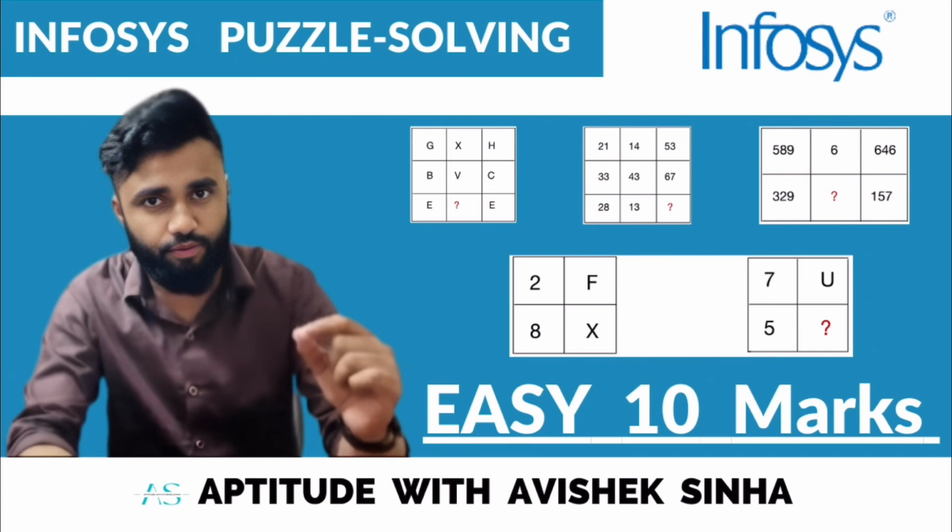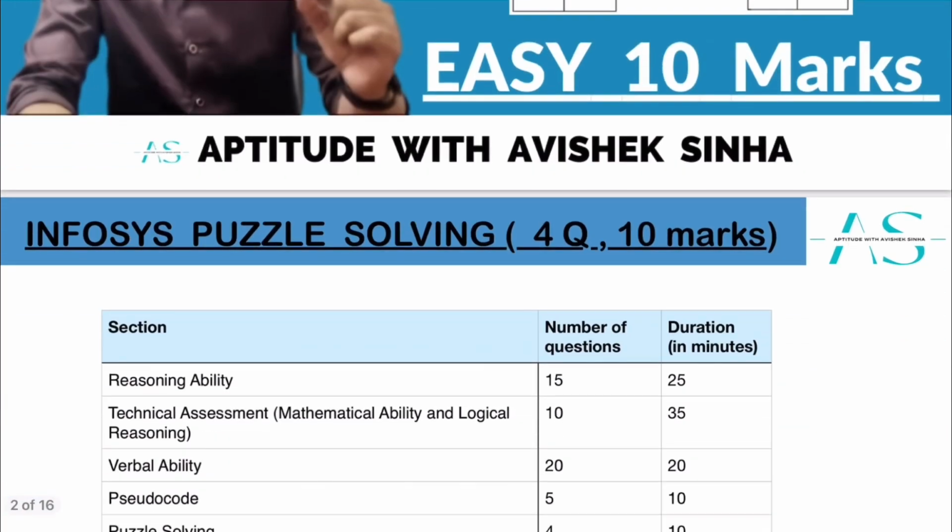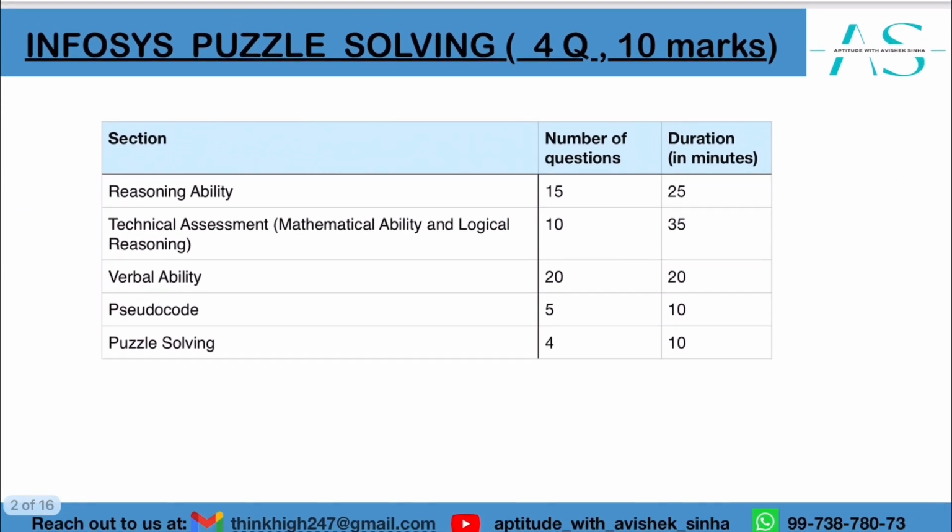In this particular video, as you can see, we'll be discussing how you can get these easy 10 marks. So we would be starting with the puzzle solving section of the Infosys aptitude paper. Now, let me just give you a brief idea, if you're not aware of it already, of what these segments are.